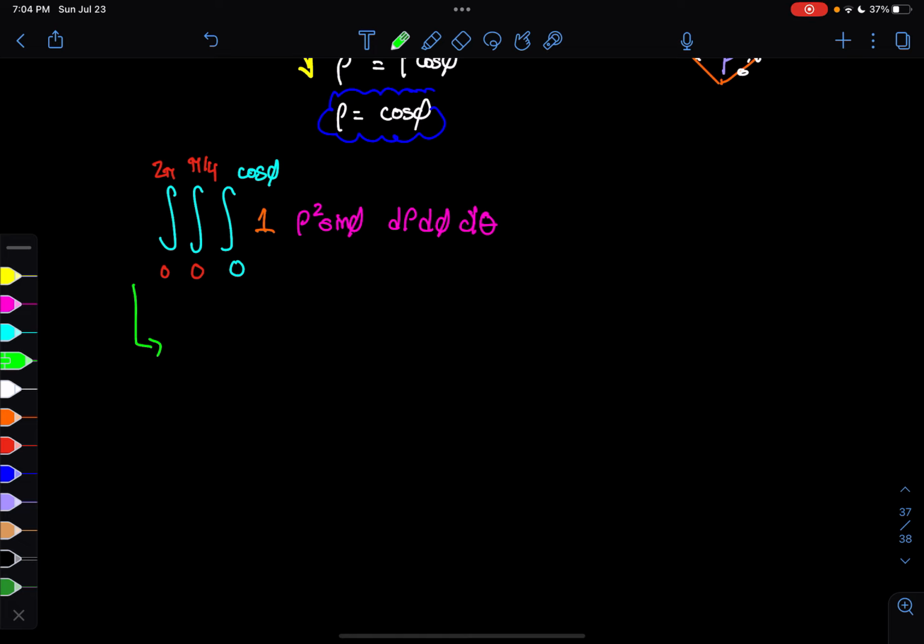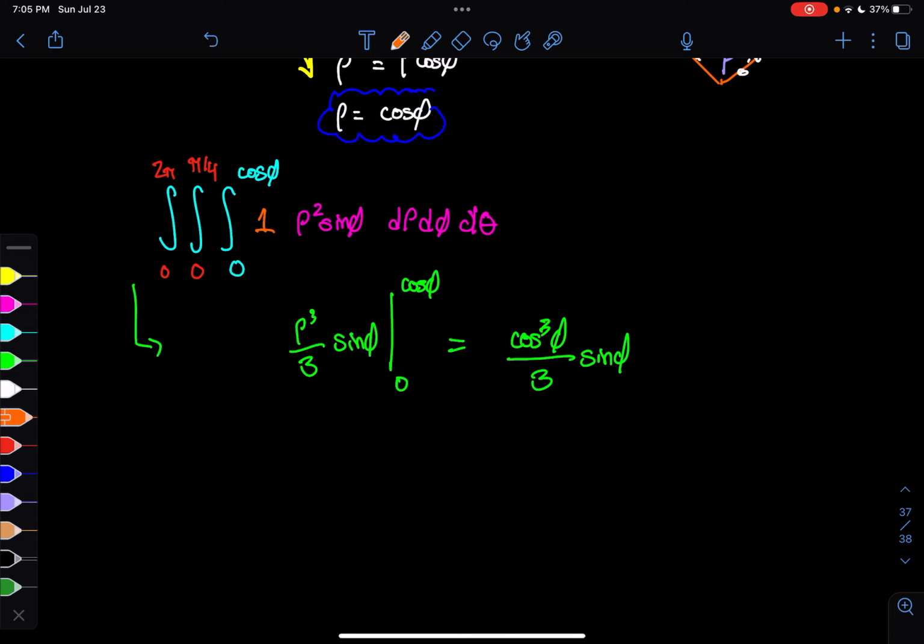It's in the textbook, but doing the first integral, we're going to get rho cubed over 3 times sine of phi, integrated from 0 to cosine of phi, which is going to give us cosine cubed of phi over 3 times sine of phi. And so we're left with two integrals, 0 to 2 pi, 0 to pi over 4, with a 1/3 on the outside. And then we get sine phi cosine cubed of phi, d phi, d theta.